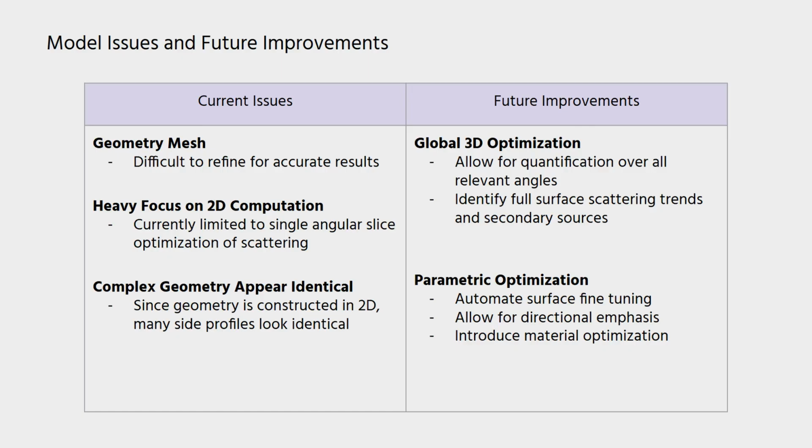For goals for future improvements, we would like to allow for global optimization over any relevant angle, which would allow us to identify better scattering trends and any potential secondary sources of scattering. Both of these are very important, as secondary sources can give away an aircraft just as much as a primary source can. As far as optimizing parameters go, we would like to be able to automate surface fine-tuning, and allow for emphasis on specific directions in the plane.